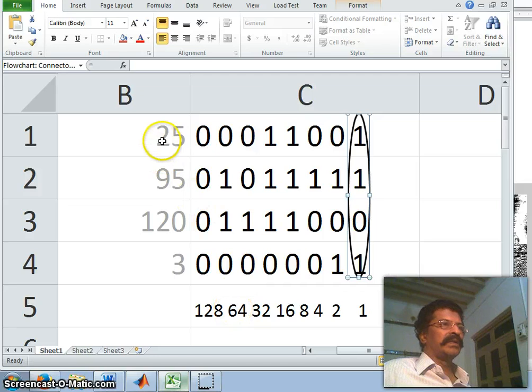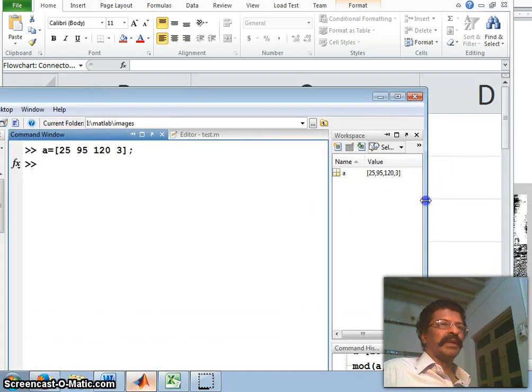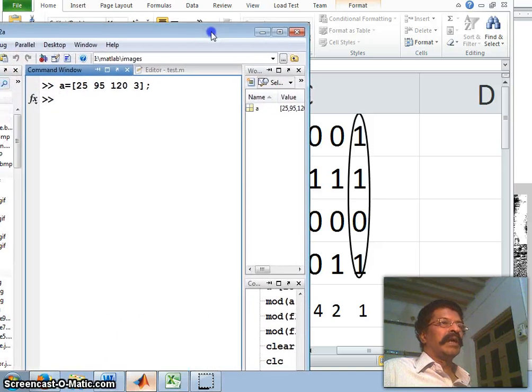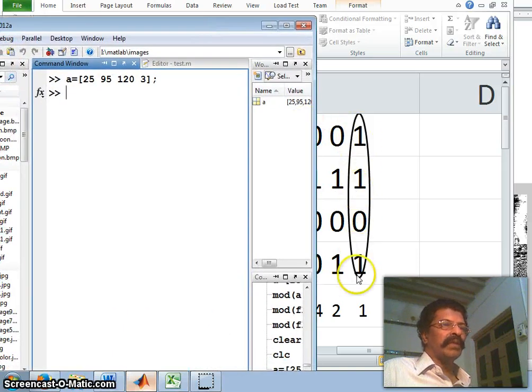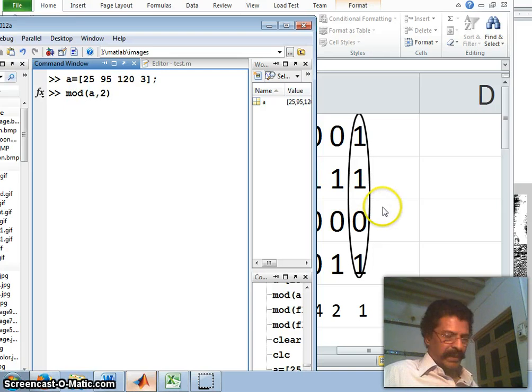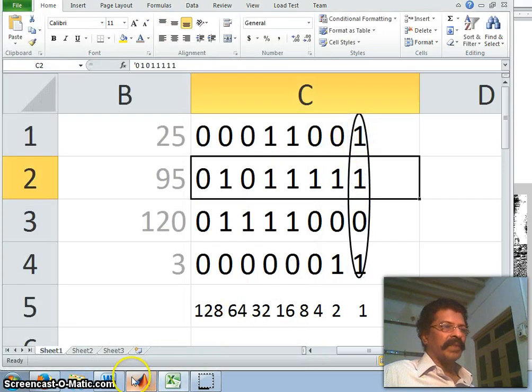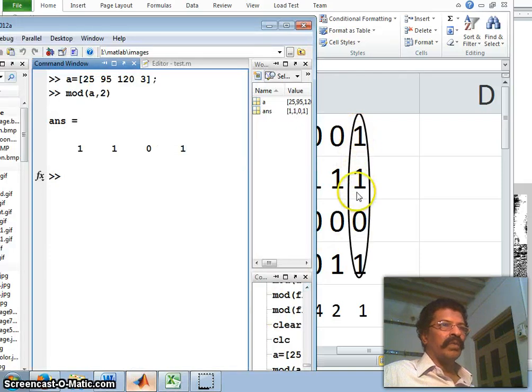Now see this, I have taken the values 25, 95, 123 in MATLAB. Now I want the least significant bit. I want this one. Let me resize the window so that you can see this. I want only 1101. That is, I want the least bits. Therefore, what I can do is, I can divide each value of a by 2 so that I can get the remainder. See that I am getting 1101. Therefore, I get 1, and I will show that also simultaneously. See that 1101, I got it. Then how can I get the next bit, that is the second bit from the right?